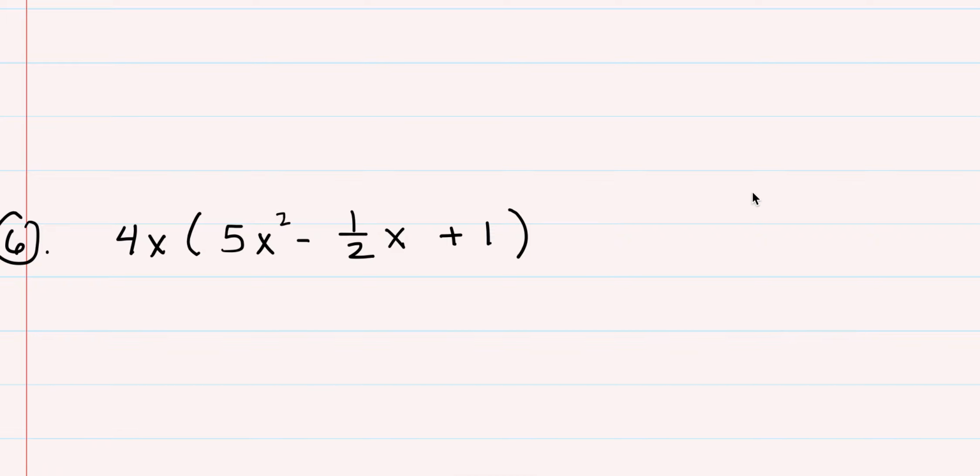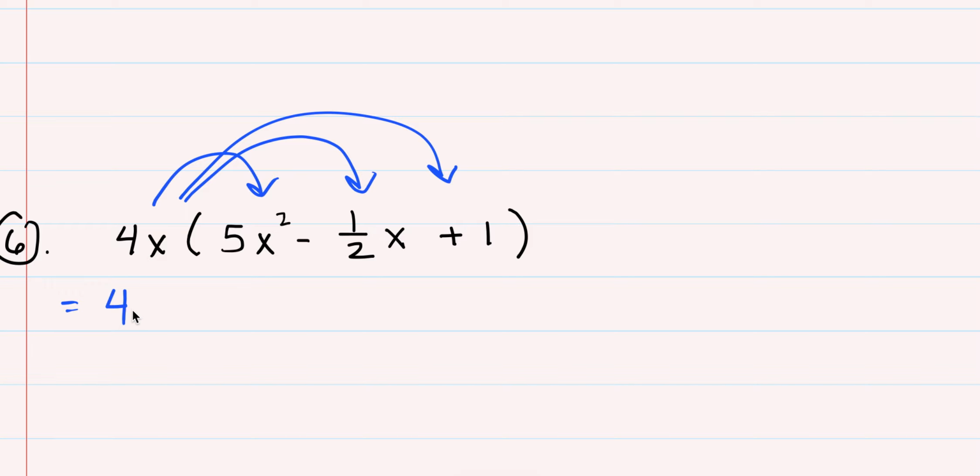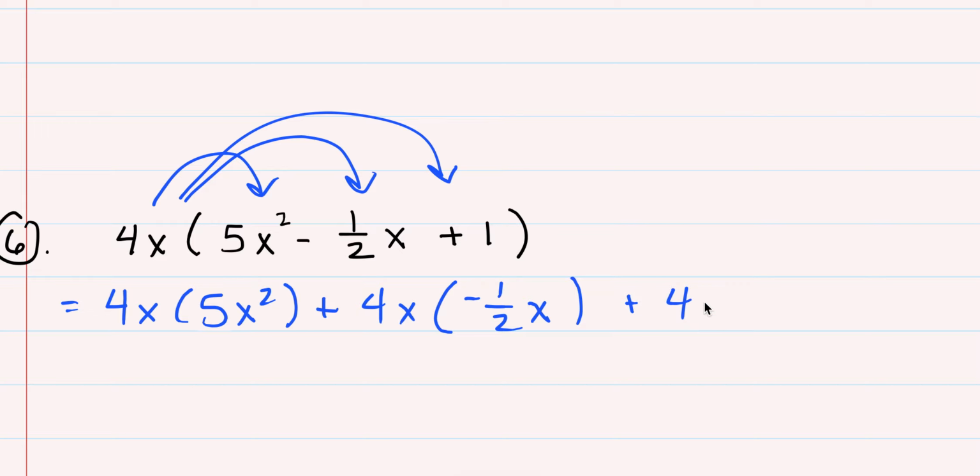Let's try another one. Here we have a 4x. We're multiplying it by 5x squared minus a half times x plus 1. Send that 4x into everything. So 4x times 5x squared plus 4x times this negative 1/2 x plus 4x times 1.